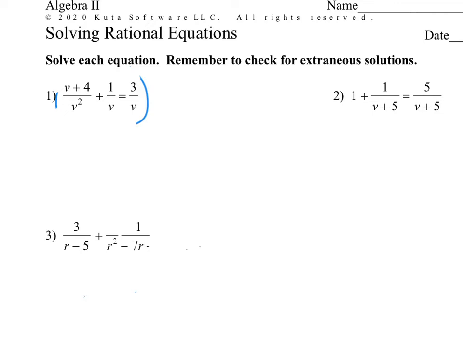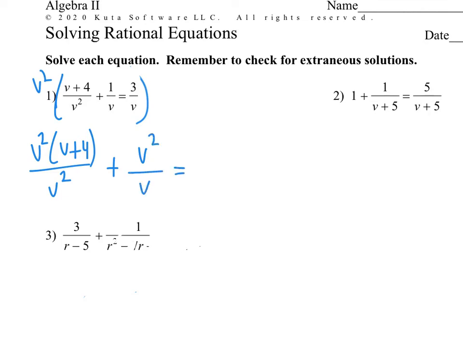If you multiply by v squared, watch what happens. You have v squared times v plus 4 over v squared. In this case, the next step, those v squareds will cancel because the v squared is being multiplied by something. And even in the other terms, the denominators are still going to get canceled out. I went ahead and erased number 3 to give us some room.